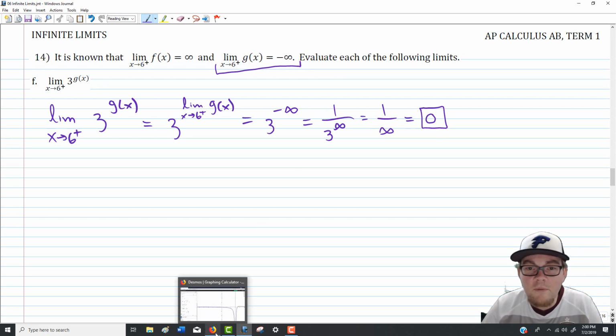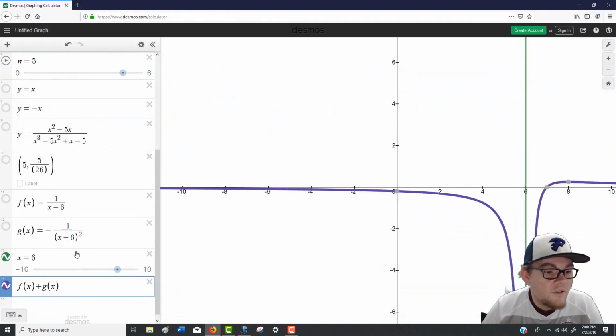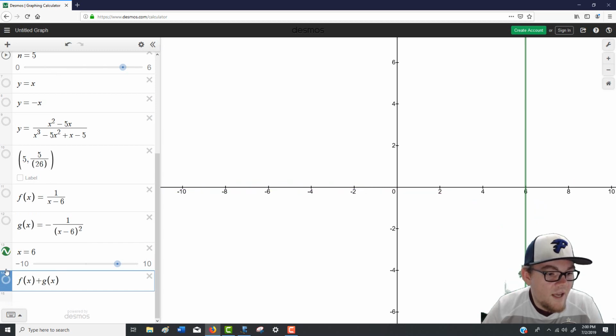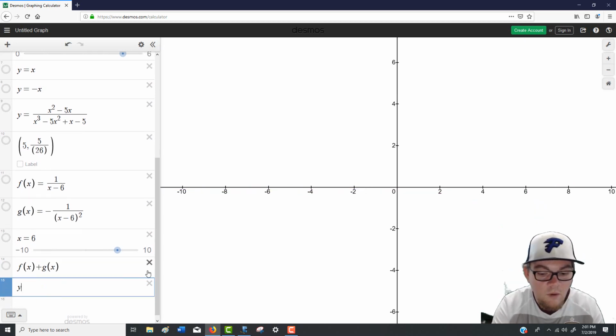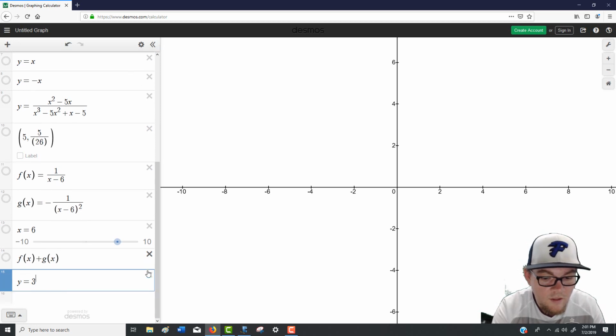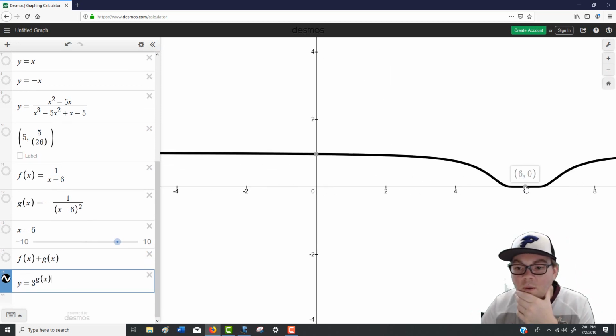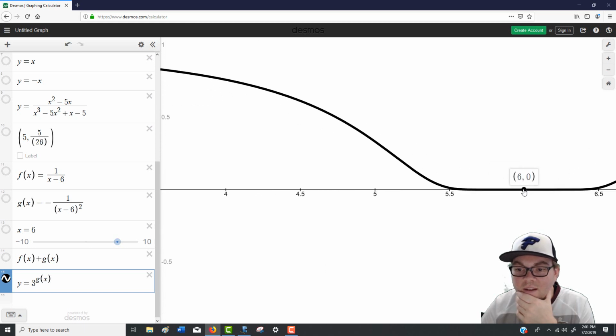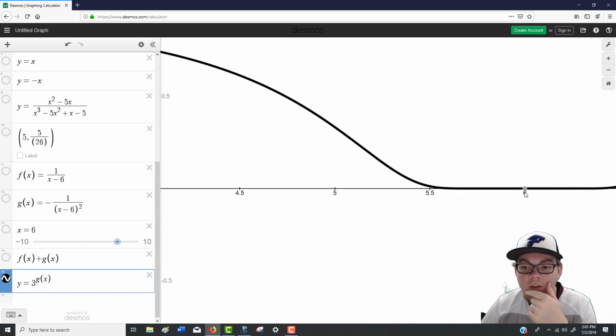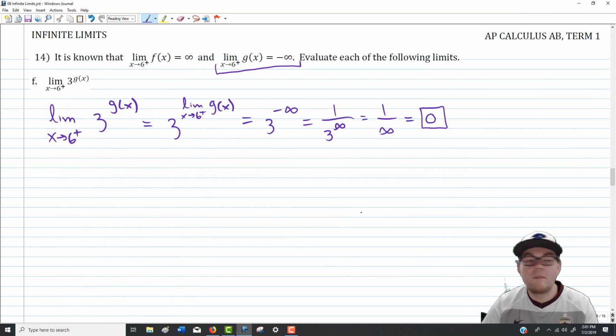I've never tried this example before, but let me just see if this goes. So we were interested in the function, what's happening as we do y equals 3 to the g of x power. And around x equals 6 was what we were interested in, and look at that. It literally tells us that the value is equal to 0. So pretty interesting that it works out that way. Very cool to see. But there you go. So it did work out, and we've taken a look at some interesting infinite limits in this section.